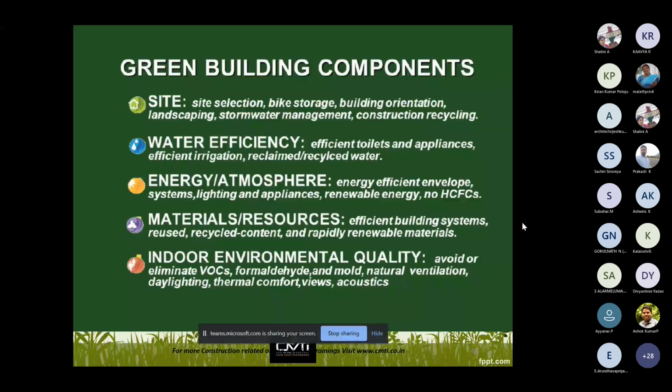There are detailed parameters available. So few important things only I'm sharing here because of the time constraint. Otherwise, it will be around a 10 to 12 hour program. This is green building itself.